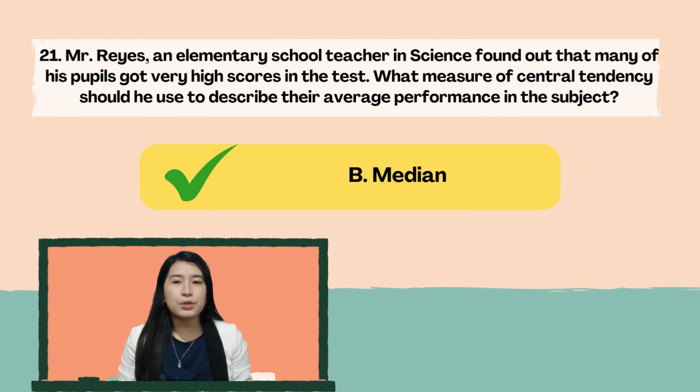So the answer is letter B, median. When scores are very high and bunched at the top, the distribution becomes skewed or not balanced. For skewed score distributions, the best measure of central tendency is the median. Why not mode? Mode only shows the most frequent score, but it does not describe the overall performance if the scores are simply high, not necessarily all the same. The question says many pupils got high scores, not that they all got the same exact score. So to fairly show the middle performance of the class, use median.